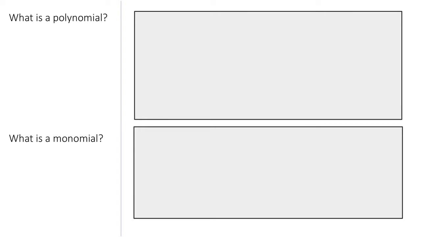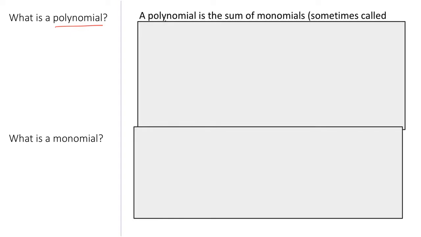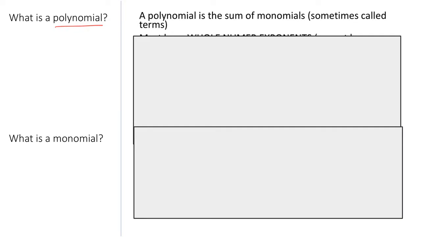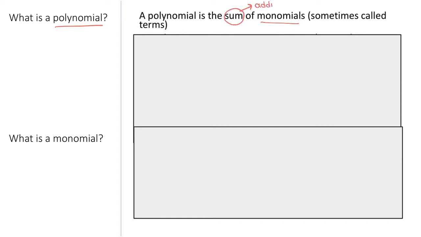So our first question, and I have all these notes written in Cornell style, but you should be writing these in your notebook. The first question that I want you to write down is, what is a polynomial? This is our first definition that you need to know. A polynomial is the sum of monomials, which are sometimes called terms. Monomials is another word which you will hear again, and we'll define that in a little bit. Sum is a word that you should know. This means addition. So it's a bunch of terms added together.